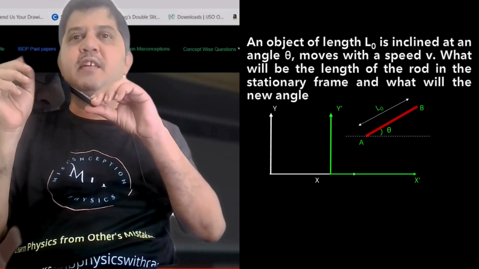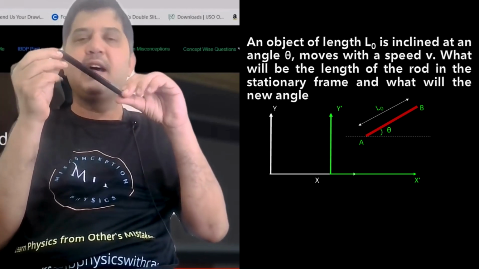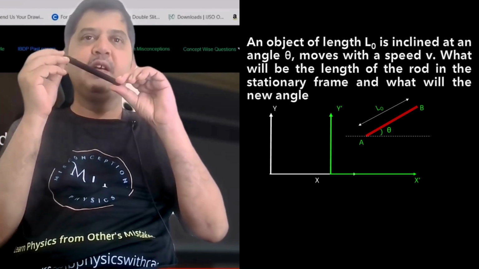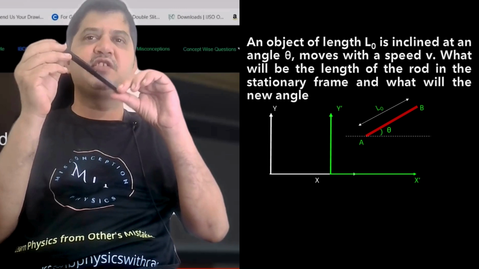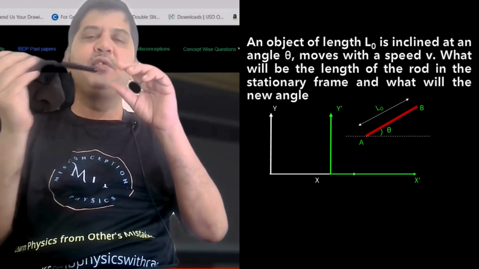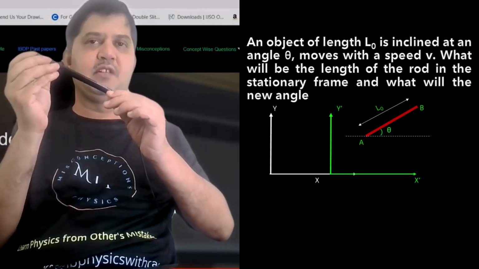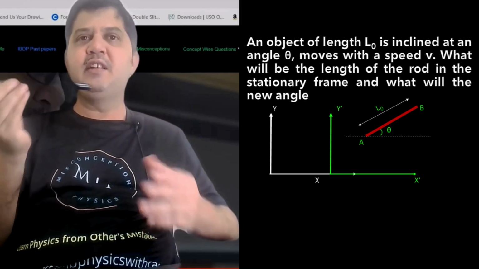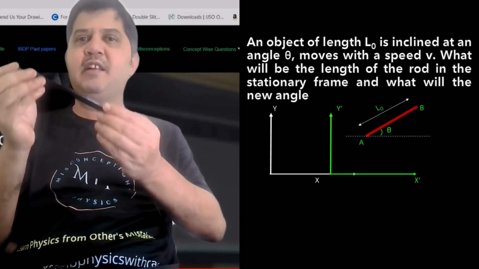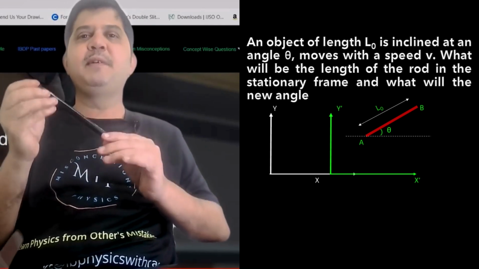Now, which is the proper length? The proper length is L0. And where am I measuring? I am the observer sitting in the moving frame. What will be the length of this rod in the stationary frame, and what will be the new angle? If I view the same pen from the stationary frame, what will be the length of the rod? Definitely length contraction will be there, and as a result, the length would be seen smaller. First thing.